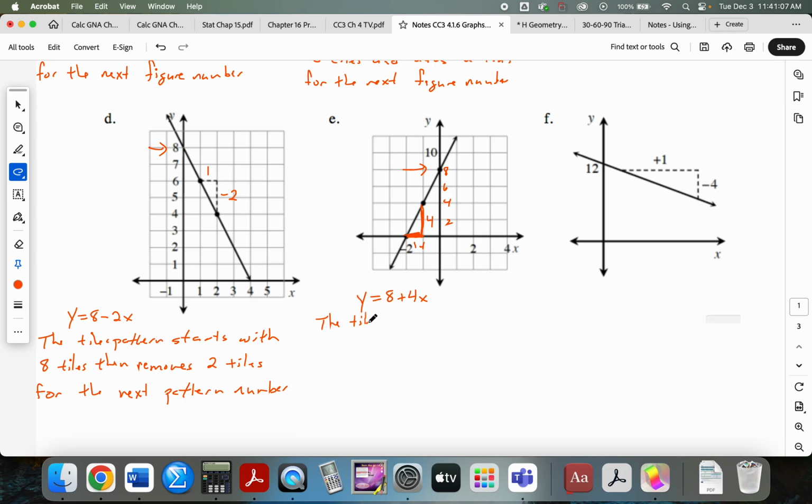So the tile pattern starts with how many tiles? With 8 tiles. Then removes, adds, not removes, my fault. Adds 4 tiles for the next pattern number. Next figure number. I wrote it wrong last time.